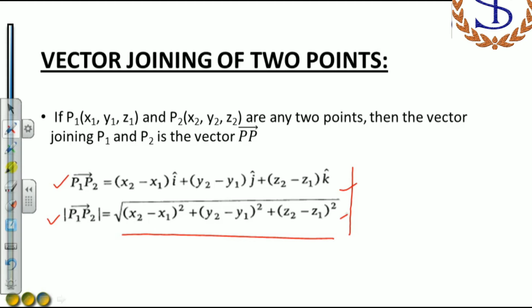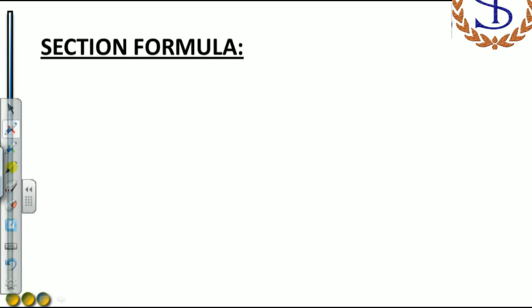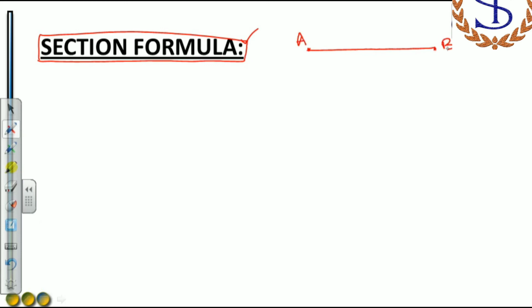Now the section formula. What does this section formula actually give us? In class 10th we learned this formula in coordinate geometry, and it gives us the knowledge to find a point. Here A and B are the 2 points, the coordinates are given, and let this be the point R, which divides AB in the ratio m is to n. So how can you find the coordinates of this R?